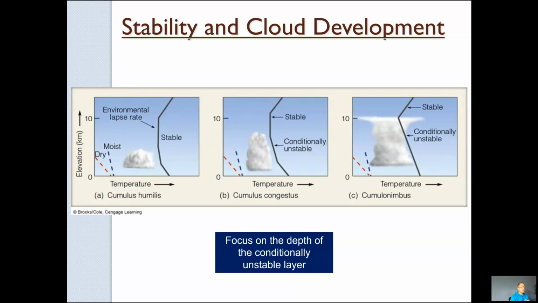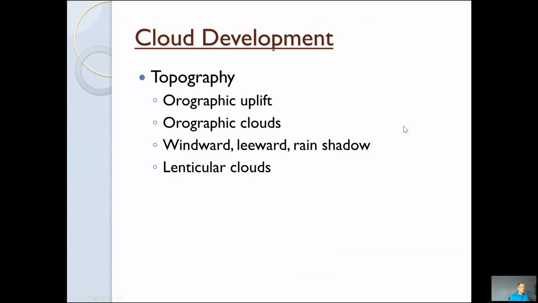And so in an atmosphere here to the left, you have a pretty minimal lapse rate of the environment, and so as our parcel rises and cools, it quickly becomes cooler than the environment. We end up with a really shallow cloud. We've got some fancy terms here, some cumulus humilis and some cumulus congestus, and then our taller cumulonimbus when we have a deeper conditionally unstable layer.